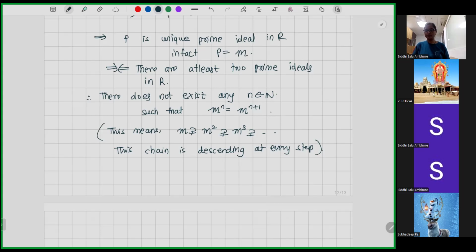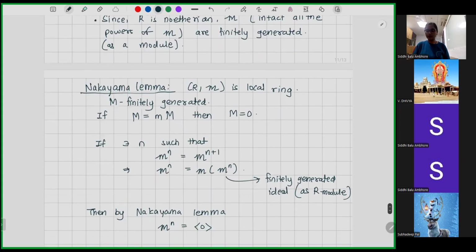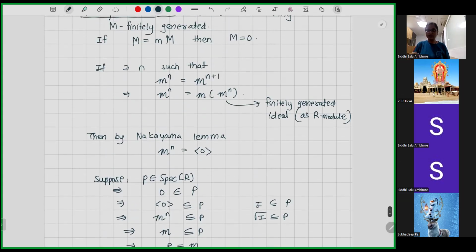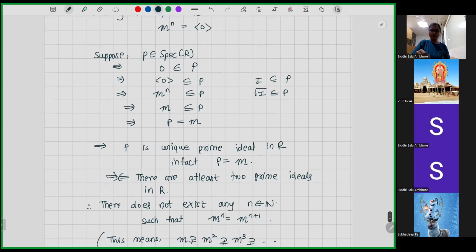And if I have a Noetherian local ring with at least two prime ideals, then these powers of M are properly contained in each other. And they do not become equal at any stage. I mean, that's what this statement implies. So any doubts anywhere about how we are applying the Nakayama lemma, or how this section, in fact, this part? If you have any doubts, please let me know. Otherwise, we can move to the next question. Okay, clear. Great.